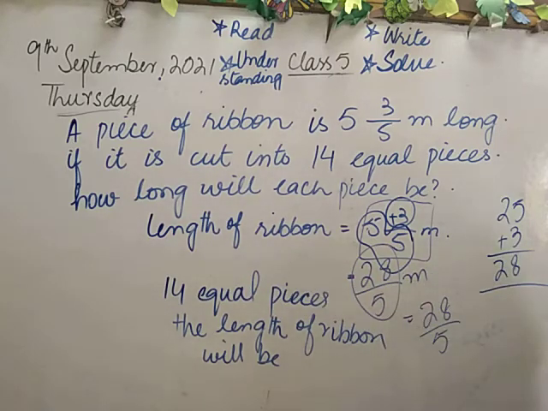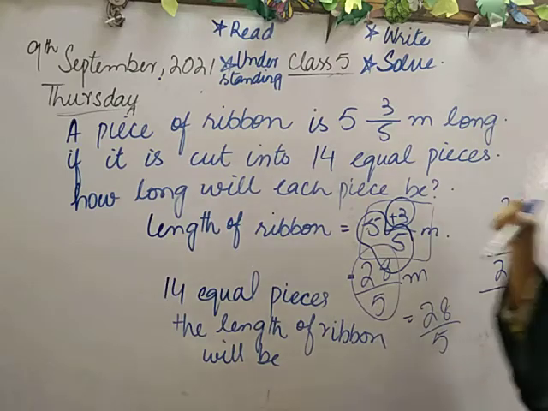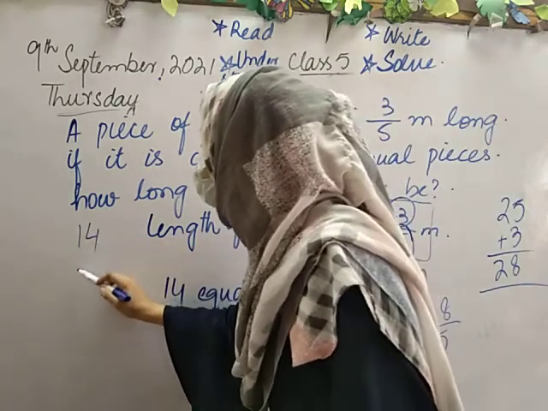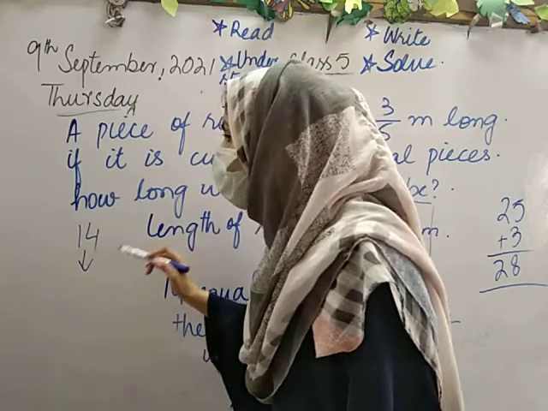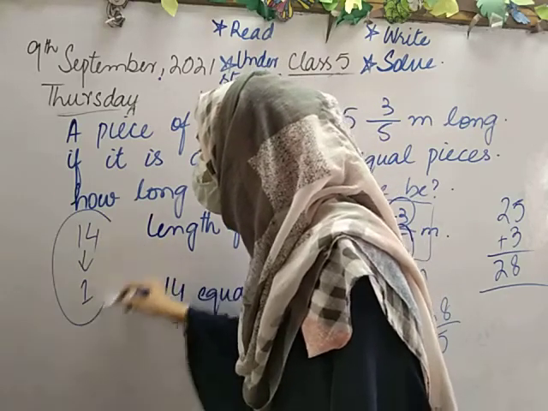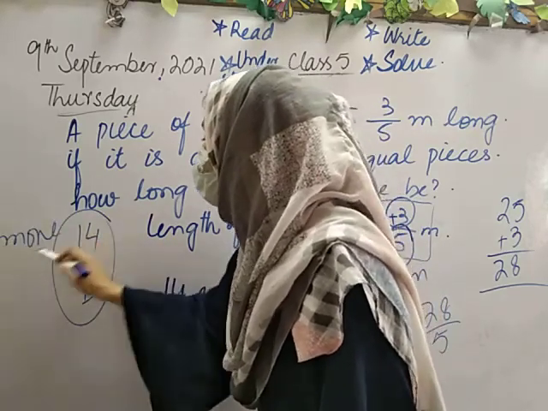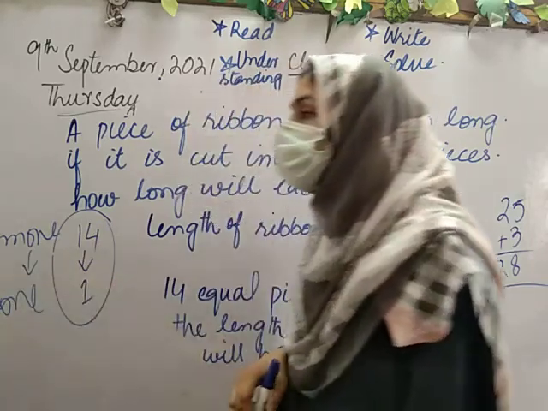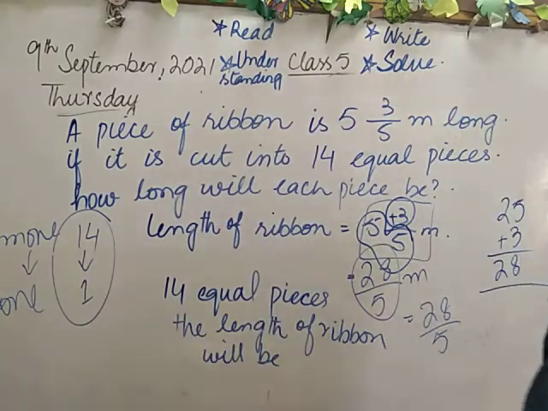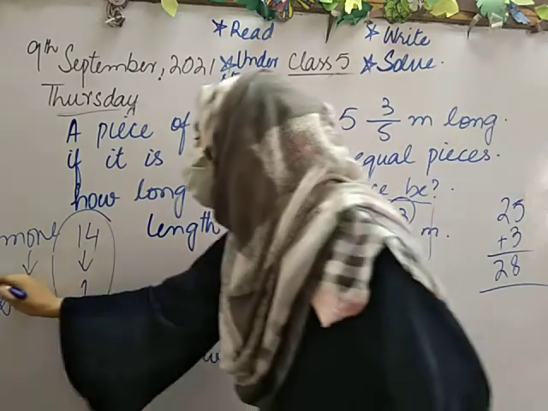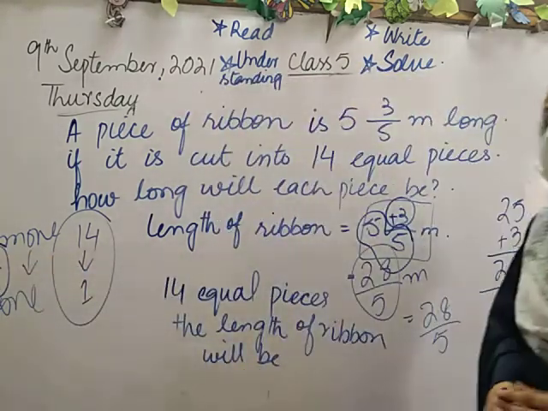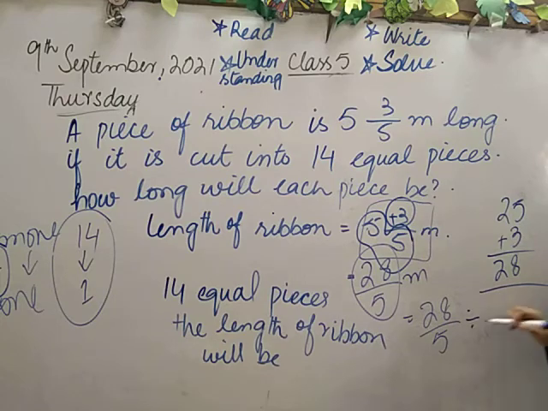14 equal pieces and we want to know each piece. So we decrease. I told you last time also, when we decrease something, we have to go from 14 to 1. When there is a decreasing statement, we will simply divide. What do we do? We divide. Now in this question we will do the same. I will divide 28 by 5 divided by 14.